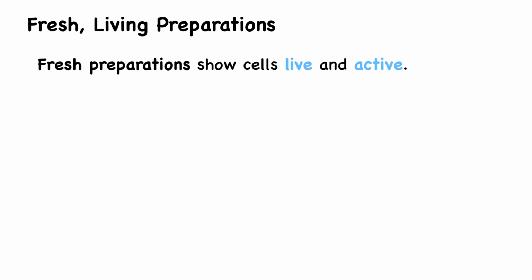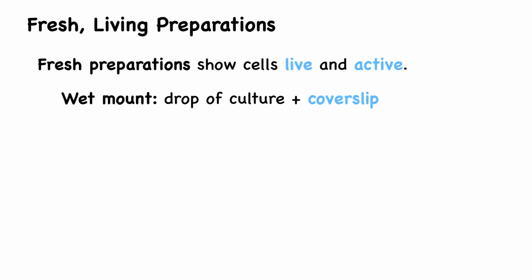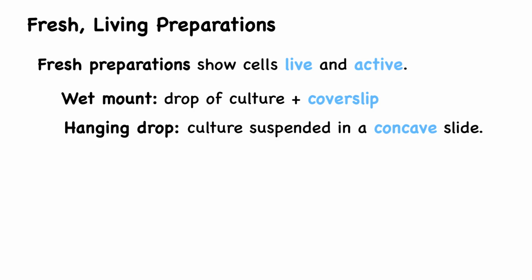Let's take a look at preparing specimens for the microscope, fresh versus fixed. Fresh preparations are going to include wet mounts and hanging drops. These fresh preparations are going to show cells that are live and active. The wet mount consists of a drop or two of culture that is placed on a slide and overlaid with a cover slip. The hanging drop is a drop of culture that is placed in a concave depression slide.